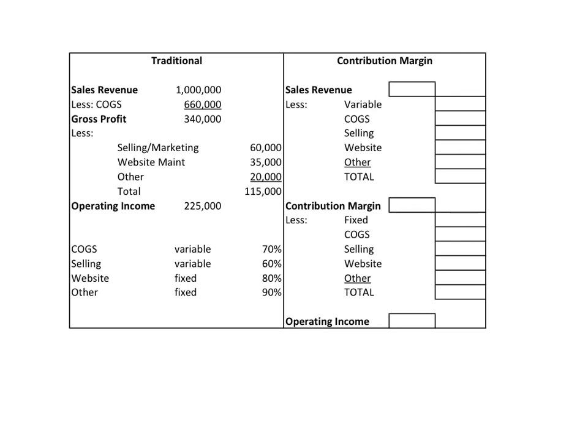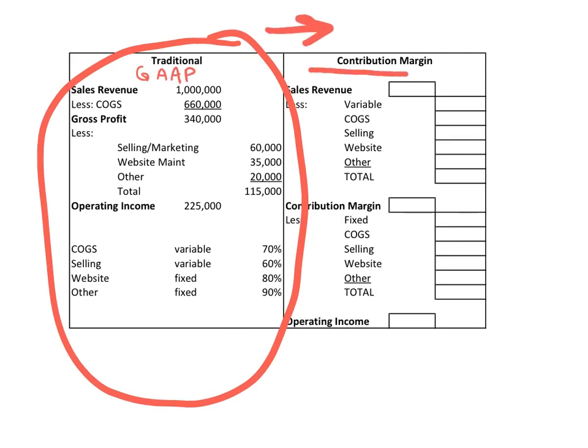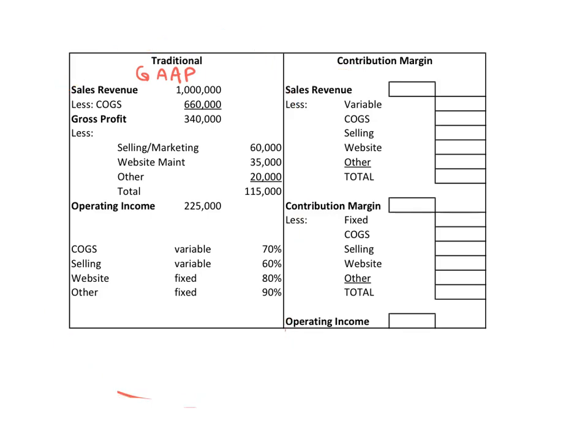In this question, we are presented with a traditional GAAP income statement, and our task is to convert that GAAP income statement into a different format, which is called a contribution margin income statement. While a traditional income statement has costs organized by whether or not they are product or period costs, a contribution margin income statement instead separates costs by their behavior.